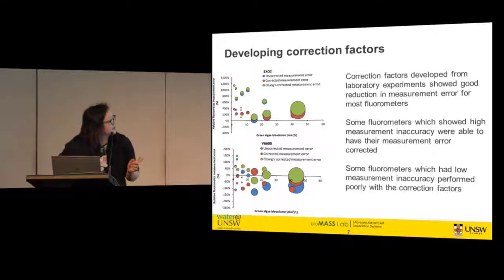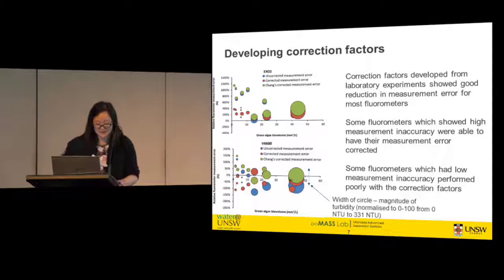The first thing is that even though some fluorometers showed a huge measurement error, they were actually easily corrected. And we showed that fluorometers with previously low measurement errors tend to be overcompensated, so we're still working on that. Some fluorometers might work better with correction factors and some might not. Also, the width of the circle is the relative influence of turbidity. I forgot to mention that.